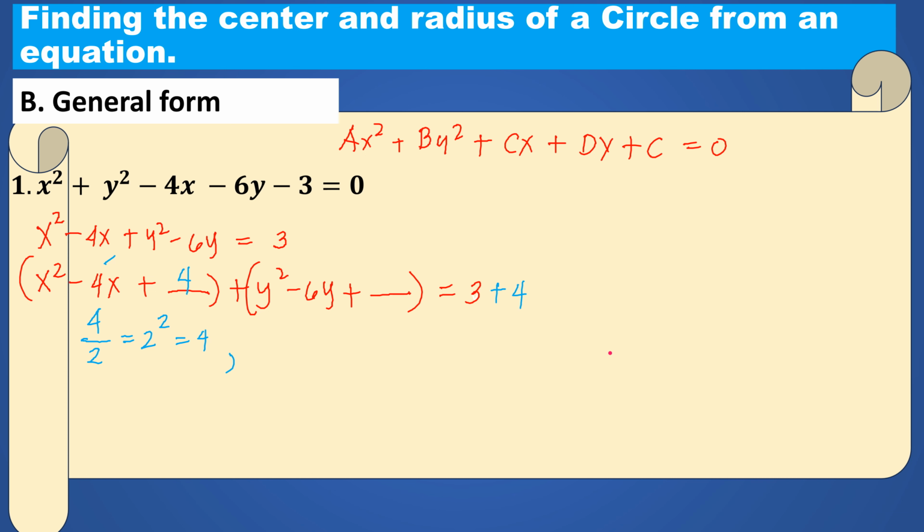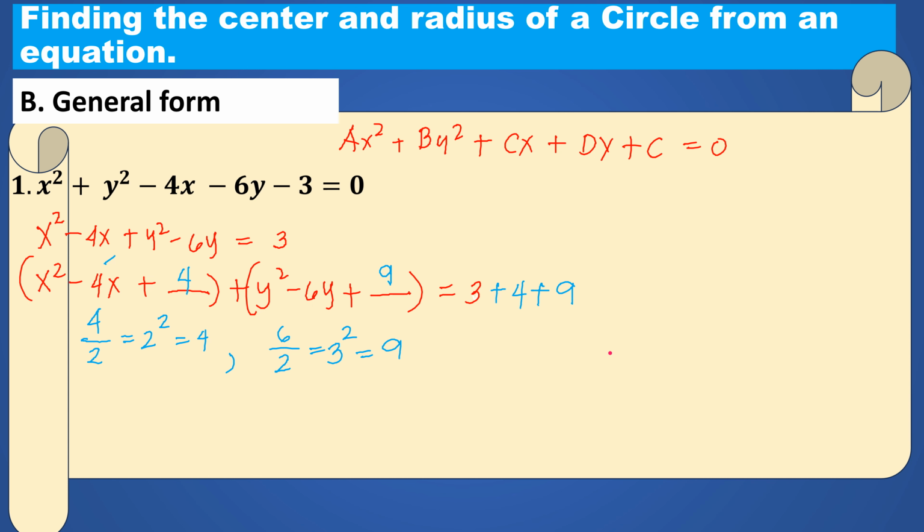And then next, we will be filling in this blank, but we have to divide the 6 again by 2, and then it will give us 3. We square 3, then it will give us a 9. Thus, what should be the third term? So our third term is 9. And since we added a 9 here, we also add a 9 on the right.